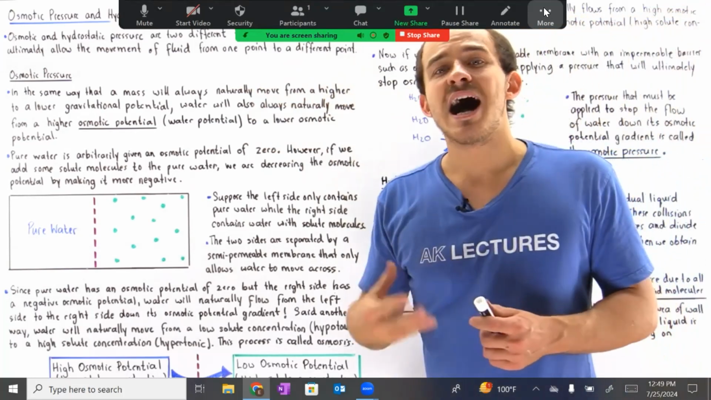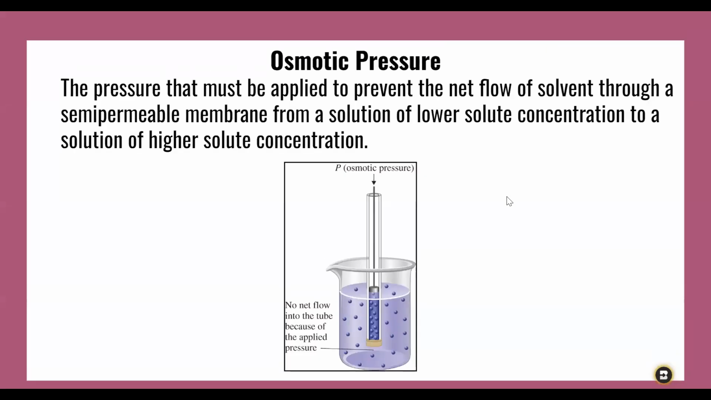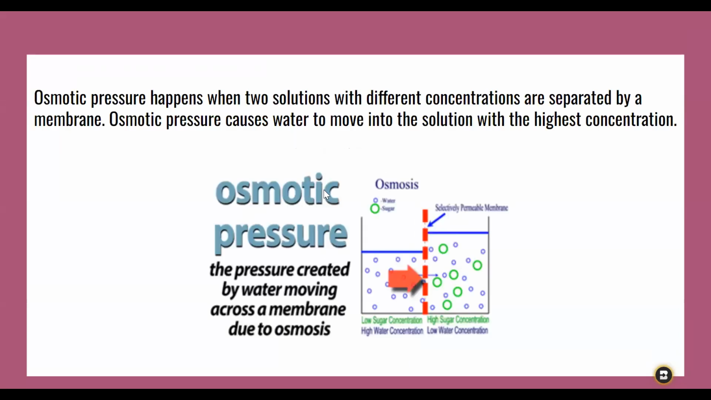Now, what about hydrostatic pressure? So osmotic pressure is the pressure that must be applied to prevent the net flow of solvent through a semi-permeable membrane from a solution of lower solute concentration to a solution of higher solute concentration. Okay. Then, here we go. Hydrostatic pressure is the pressure created by water moving across a membrane due to osmosis.